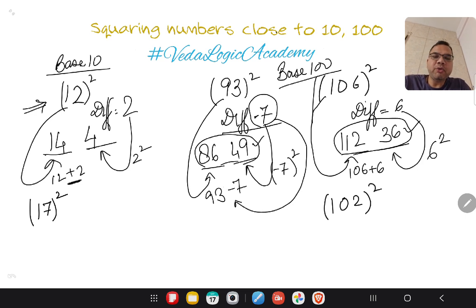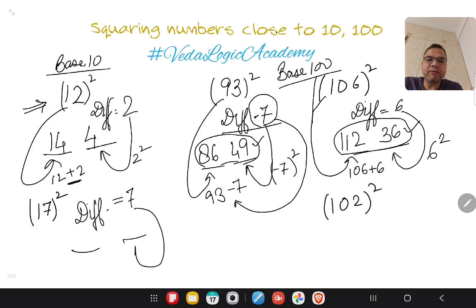Now coming to one more variation here. Let's consider the square of 17. The base again is 10, but the difference is 7. Now again the answer will be in two parts here, but one thing we have to consider is that 7 square is 49. Now we can't put 49 here on the right hand side. What we have to consider is that the base is 10, which has only one 0, right? So we can only consider one digit here, which is the unit digit. So I'll put 9 here and the remaining 4 will go as the carryover.